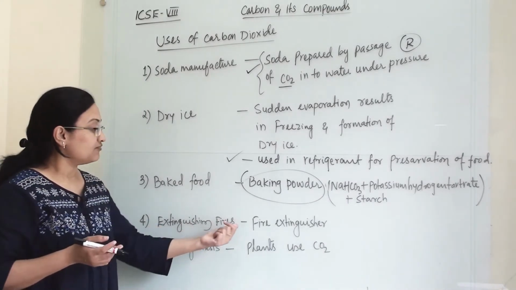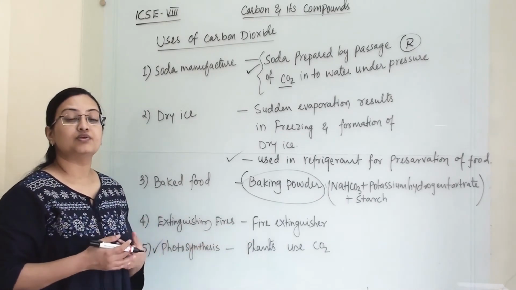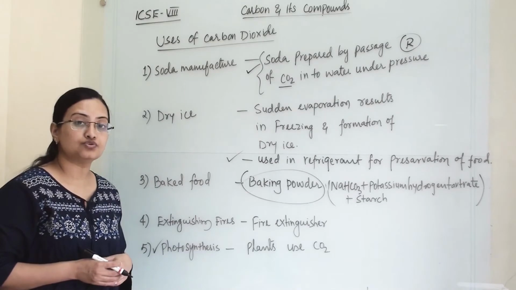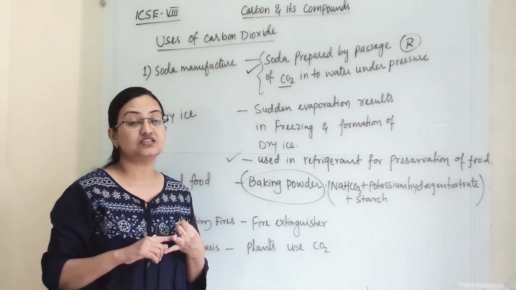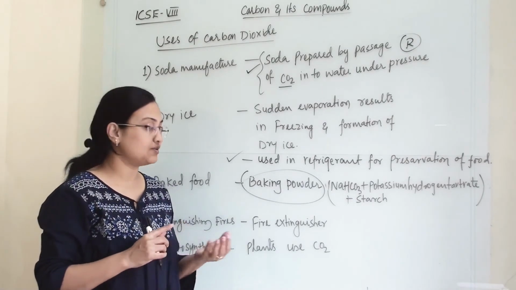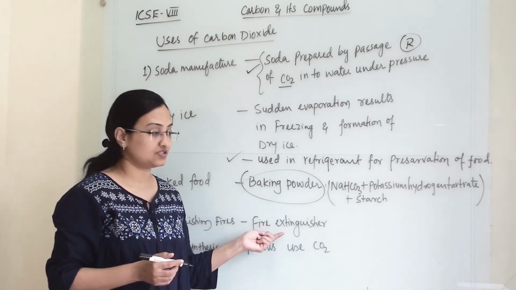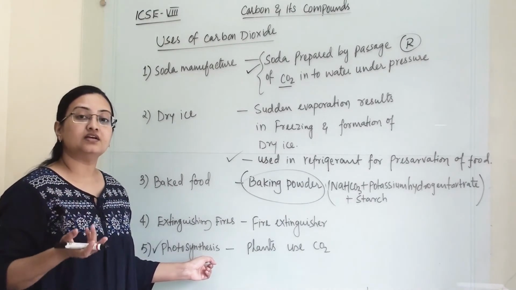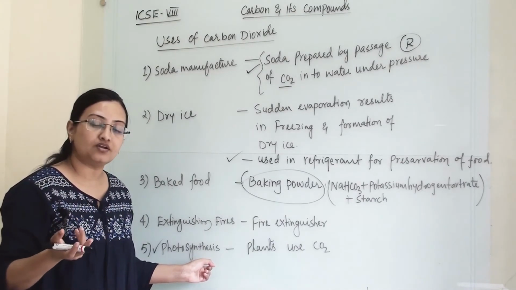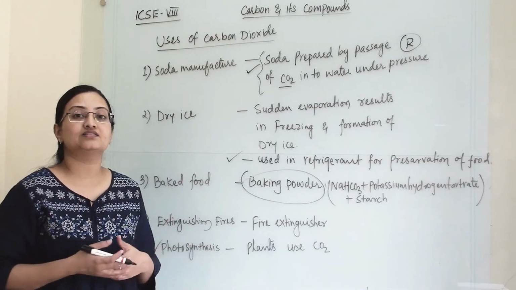Then in fire extinguishers also carbon dioxide is used. Why? Because it is a non-supporter of combustion, it is not combustible, and that's why we are using it in fire extinguishers. And the last one is very easy: why is carbon dioxide gas important for vegetation and all the plants on the planet?